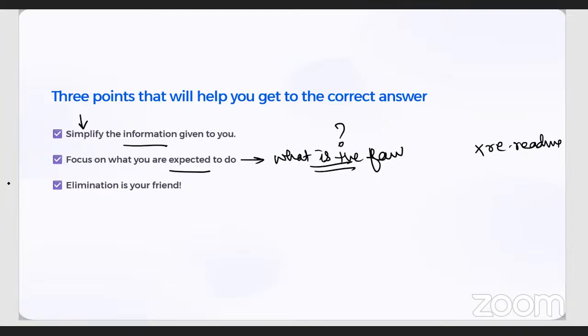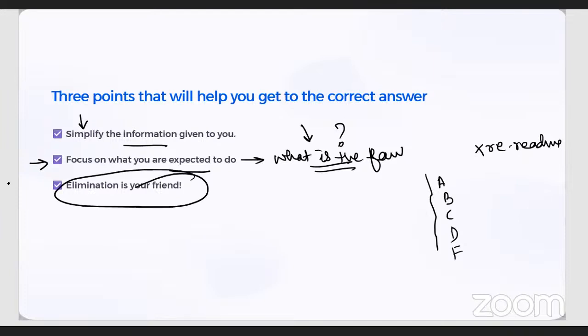This is the most important because what the GMAT test setters know is that as you are going through the 5 options, as you progress from the first to the second to the third, you kind of lose track of what you're looking for. So what the GMAT is testing to a large extent is how sharp is your focus. Are you focused on the fact that you are looking for the flaw?